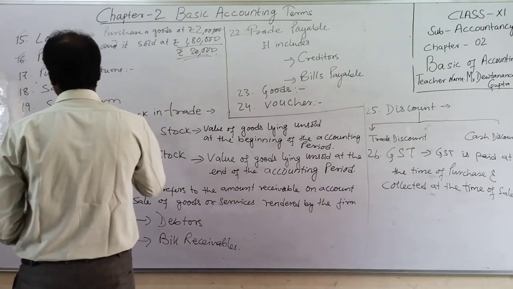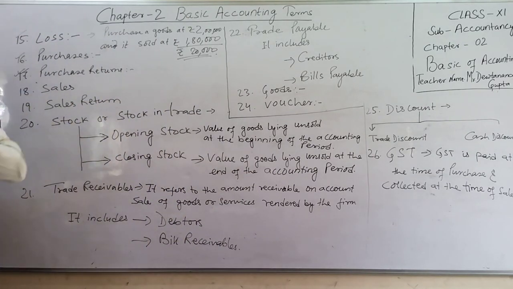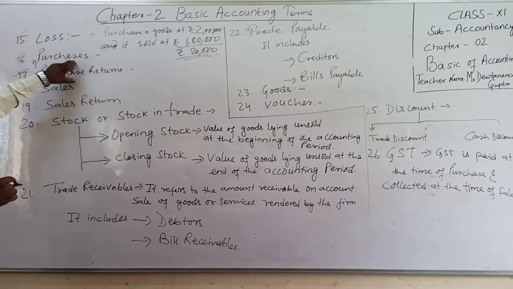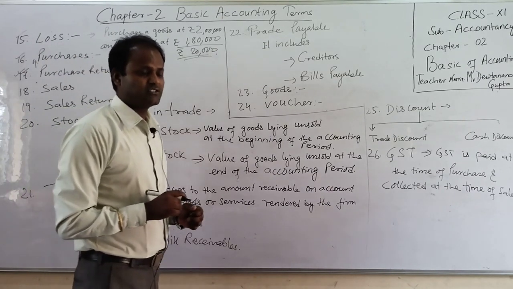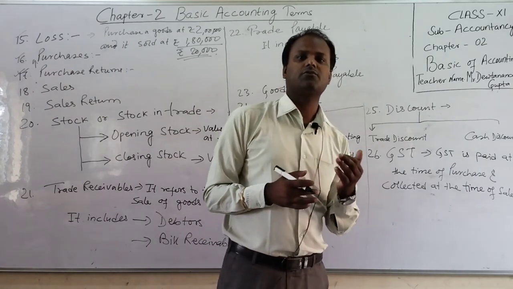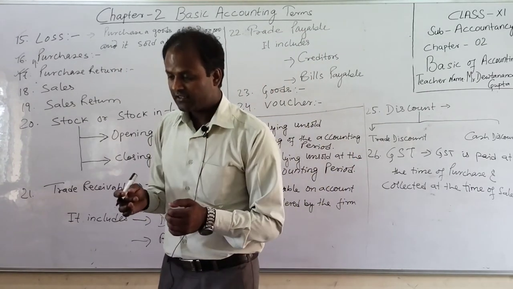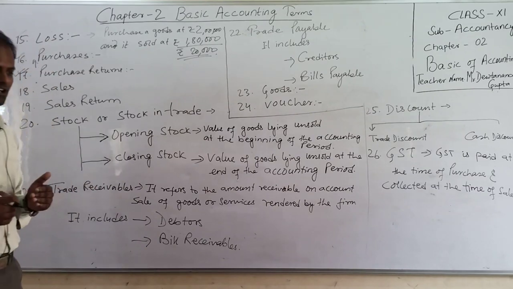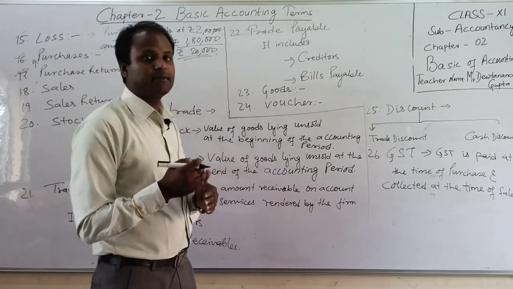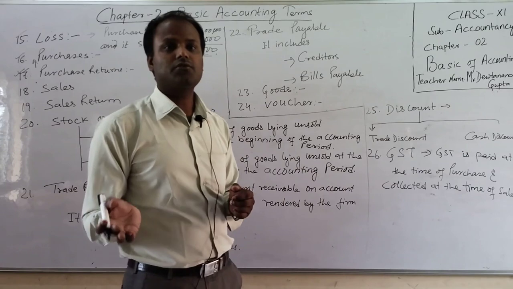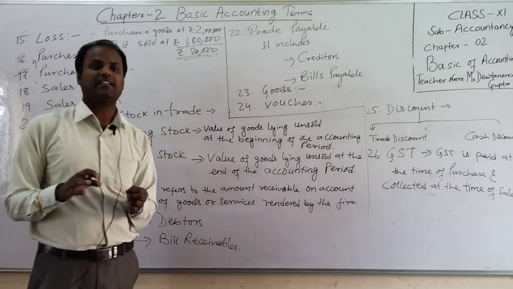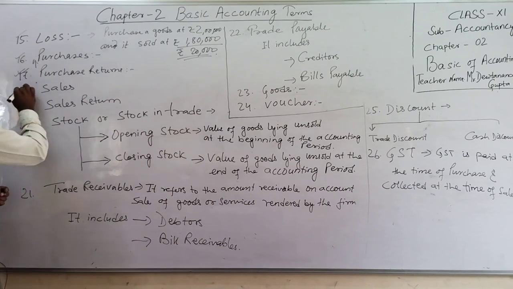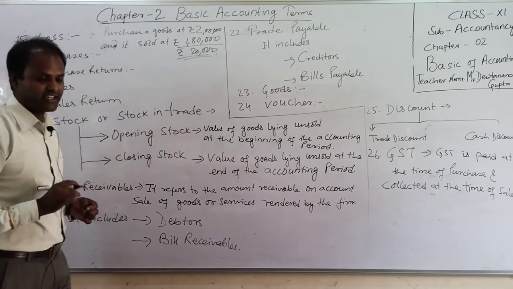Now the next one is purchase return, which is related to purchases. Why did the term purchase return come? Because sometimes when we are purchasing goods from the supplier, they by mistake give a wrong order, or defective goods are given to you. That goods is returned back to the supplier, and that is termed as purchase return.